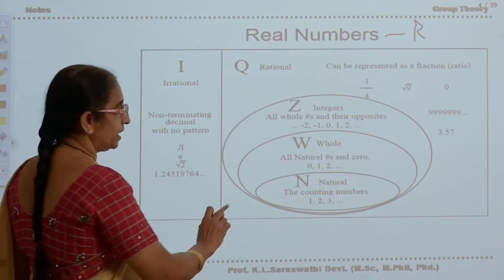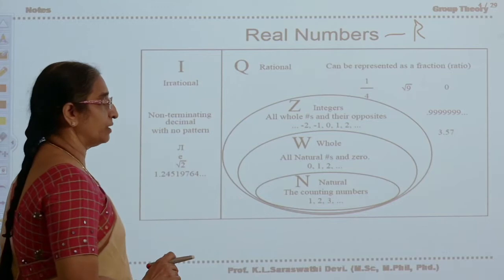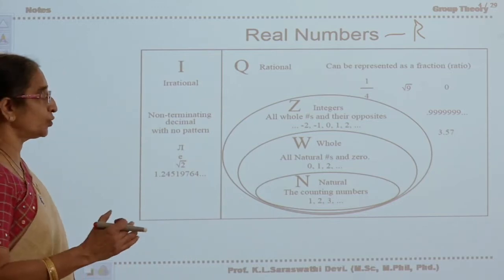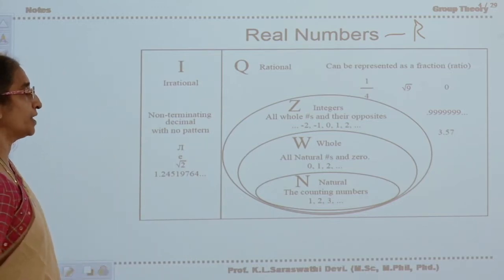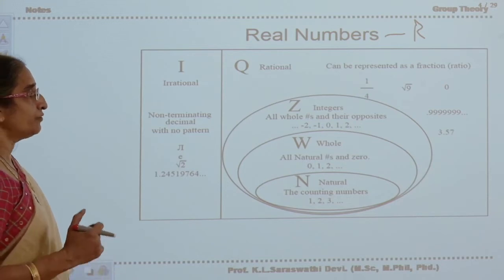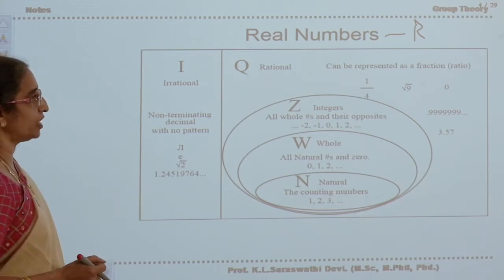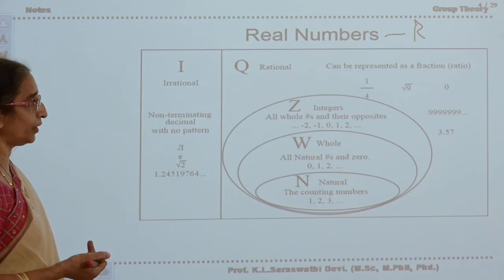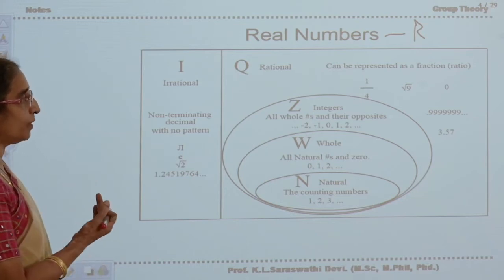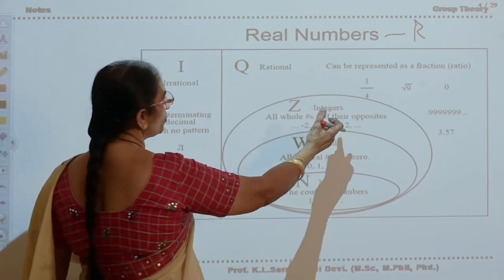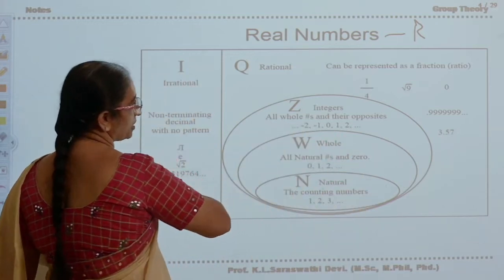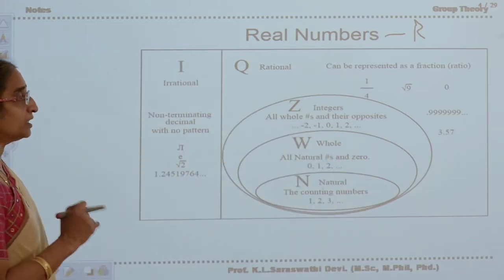What is N? N is the set of natural numbers. It will start with 1, 2, 3, etc. up to infinity. Whole numbers: if you add 0 to the natural numbers, it will be the set of whole numbers. Now for the whole numbers, if you add the negatives of the natural numbers, it will become the set of integers.